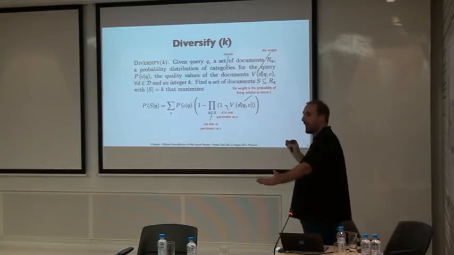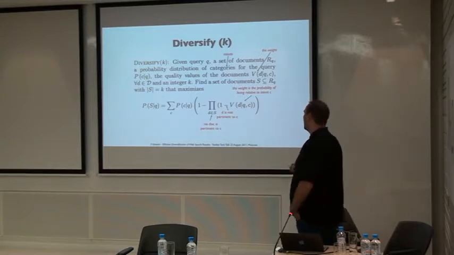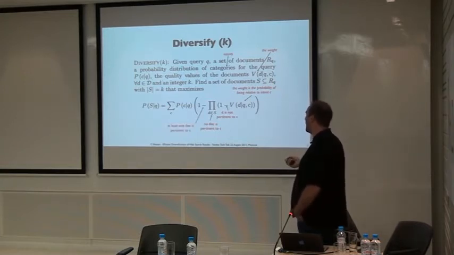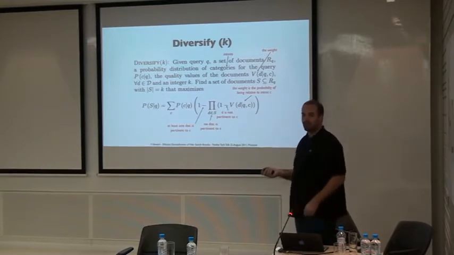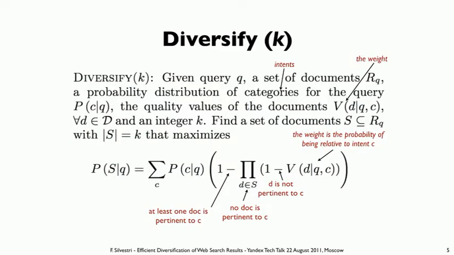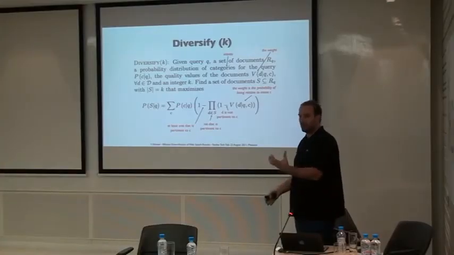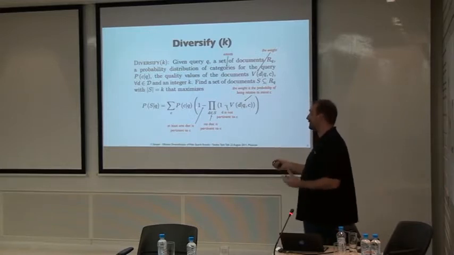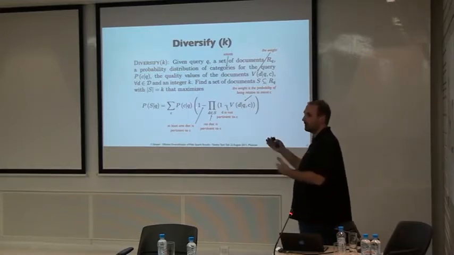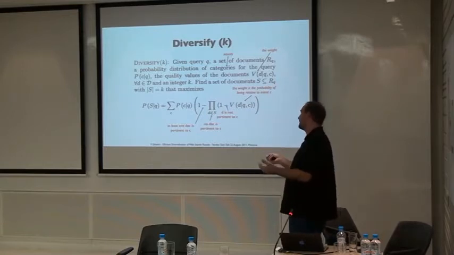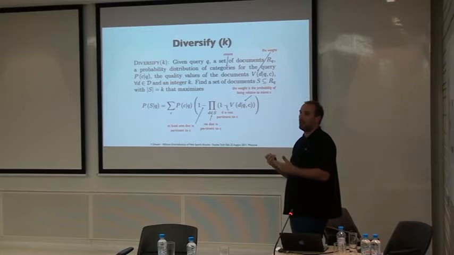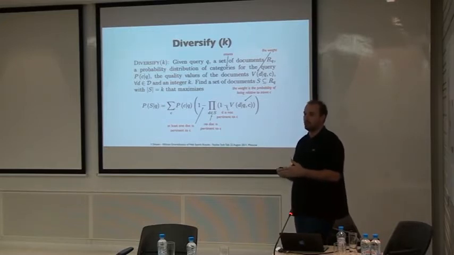Fair enough. Also, as we said before, you assume to have quality values. That is, how much quality a document brings to a result set for a query Q and the category C. So basically, it's a sort of weight for the user intent in the document.